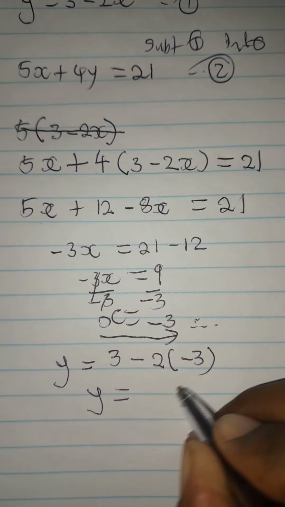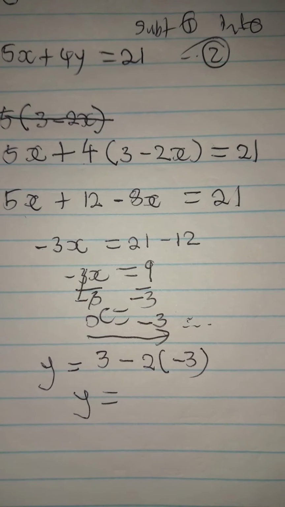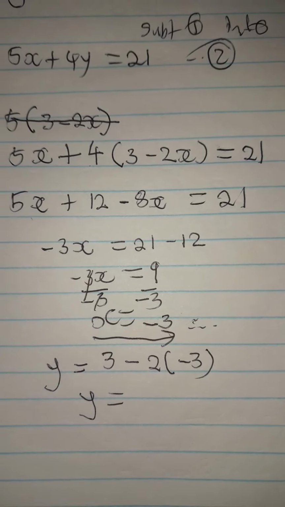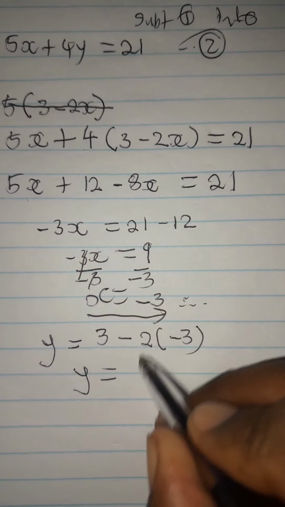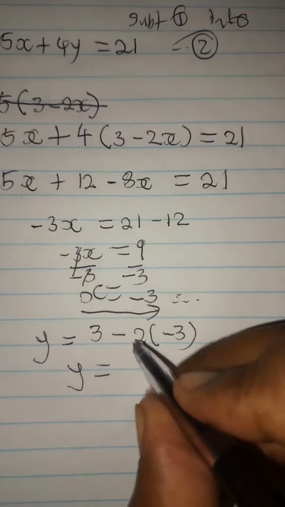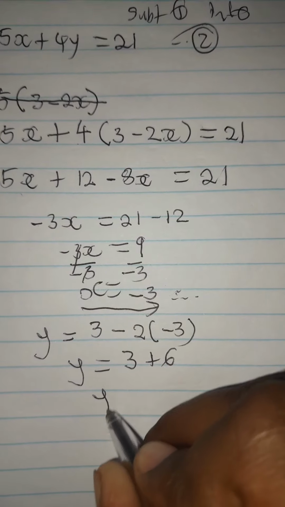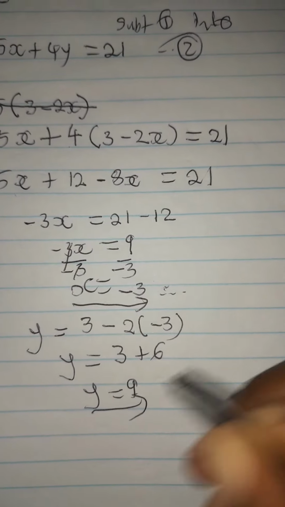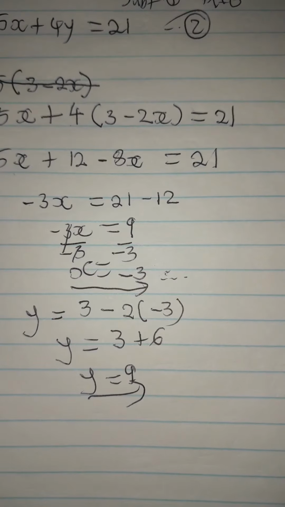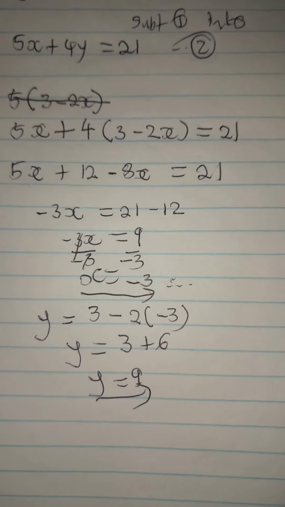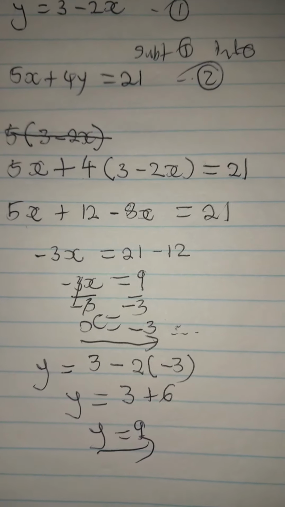So in this case, we are going to have 3 minus 2 times negative 3. Okay, in this case, we can say negative 2 times negative 3, that will be positive 6. Then 3 plus 6, that will be 9. Then we are done. So we already solved for x and y. We have x and y. Then simultaneously, you get your 4 marks. 1 mark for substitution, 1 mark for the solutions, and so forth. So that's how you can.